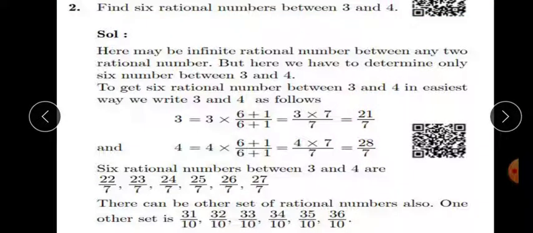So 21 by 7, next come 22 by 7, 23 by 7, 24 by 7, 25 by 7, 26 by 7 and 27 by 7. So easily we can see we are getting 6 rational numbers between 3 and 4. Suppose the question is find 7 rational numbers, then what will we do? 7 plus 1 is how much?